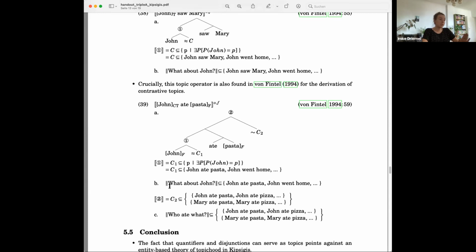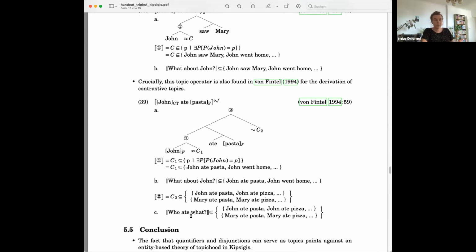Now for the larger issue, we look at the single squiggle and at C2. So C2 has to be a subset of a set of propositions because this node here is a multi-focus contraction, right? So that would be licensed if C2 denotes something like who ate what. And again, we derive the right scenario.